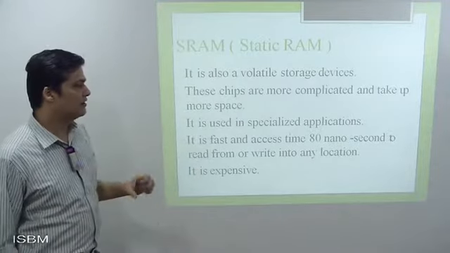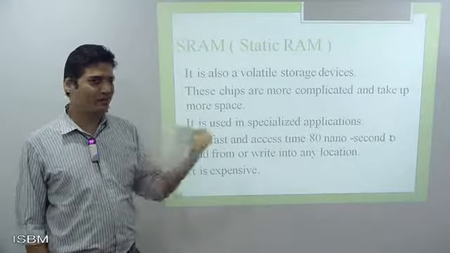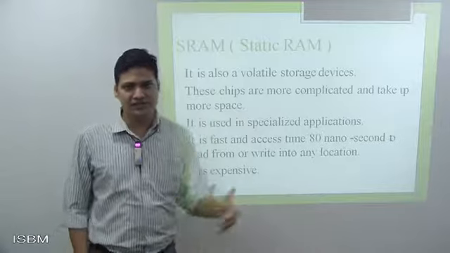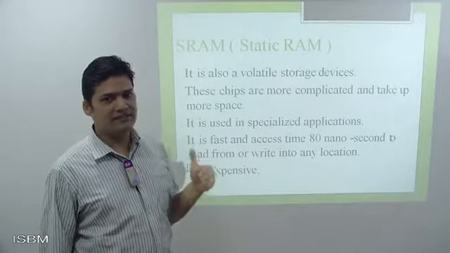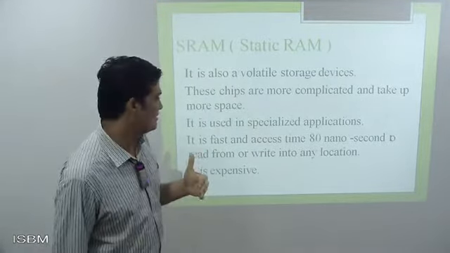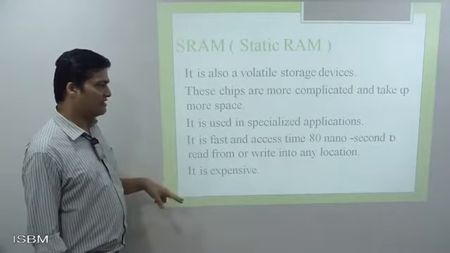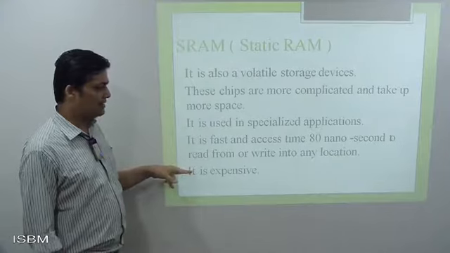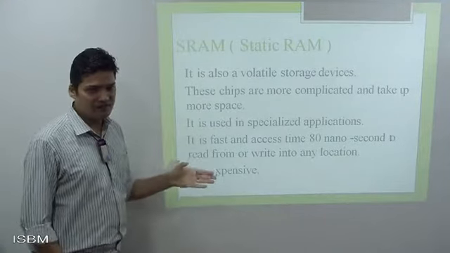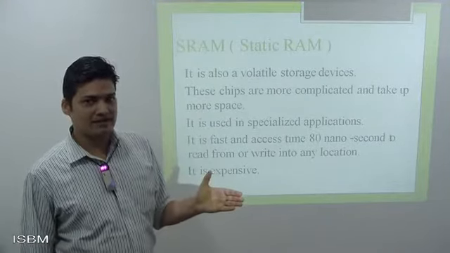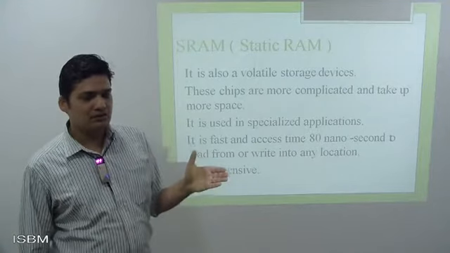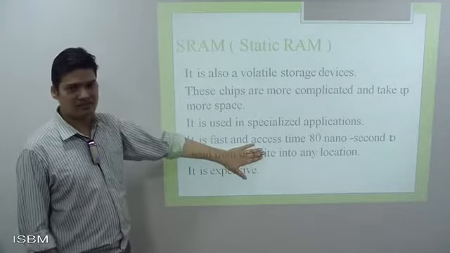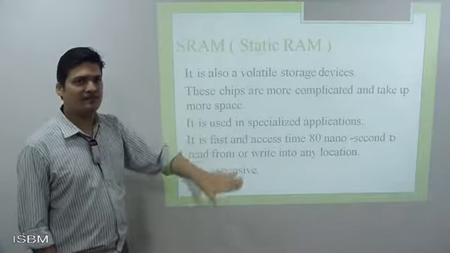It is used in specialized applications. Static RAM cannot be used in each and every device. It has been used in some specialized applications. It is fast and accessible, taking 80 nanoseconds to read from or write into any location. So it is very fast, taking 80 nanoseconds. So as compared to the dynamic RAM, it is faster. Static RAM is faster than the dynamic RAM.